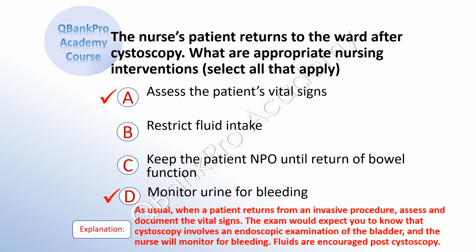The correct answer is A. Assess the patient's vital signs, and D. Monitor urine for bleeding. Explanation. As usual, when a patient returns from an invasive procedure, assess and document the vital signs. The exam would expect you to know that cystoscopy involves an endoscopic examination of the bladder, and the nurse will monitor for post-bleeding. Fluids are encouraged post-cystoscopy.